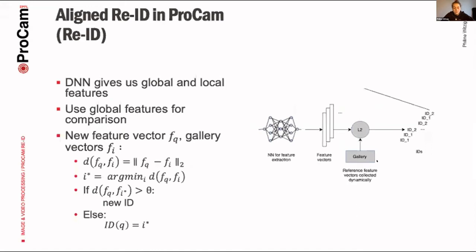So what we do is, because we need to create this gallery on the fly as well, for a query feature vector, which we just produced, we compute the Euclidean distance to all the available gallery vectors. Simply taking the L2 norm here, we will store the minimum distance. And if this distance is still larger than some threshold theta, we say, well, all our gallery feature vectors are just simply too different to the query feature vector. So this must be a new identity. Otherwise, it will be assigned the ID of the feature vector it was closest to in the gallery.